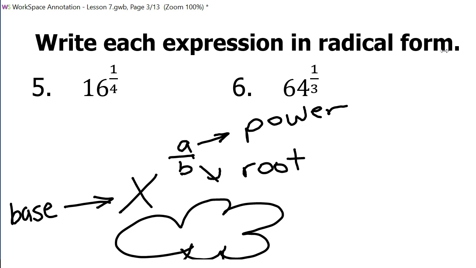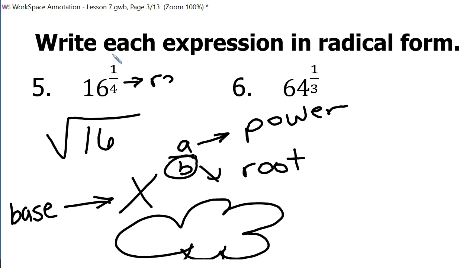So to rewrite it, you need to first put your radical symbol. So go ahead and draw a radical sign. Now the 16 is going to go under your radical. So 16 under the radical. Now the bottom number, this 4 right here, tells me what root to take. So that means over here I need to show that this is the 4th root of 16.